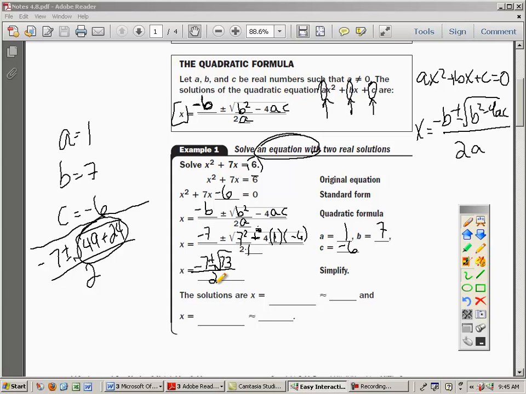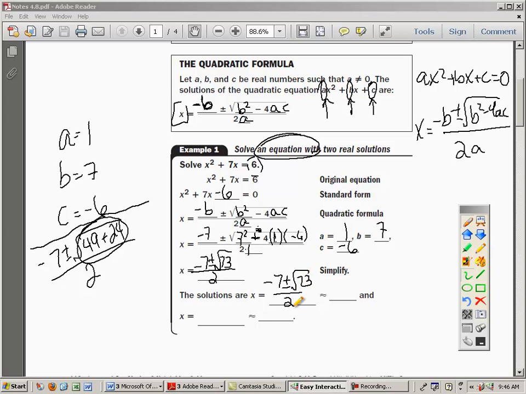Now, the square root of 73. 73 is actually a prime number, and so it does not have any factors of it that are perfect squares. So I can't simplify this at all. My solutions are simply x equals negative 7 plus or minus the square root of 73 all over 2.